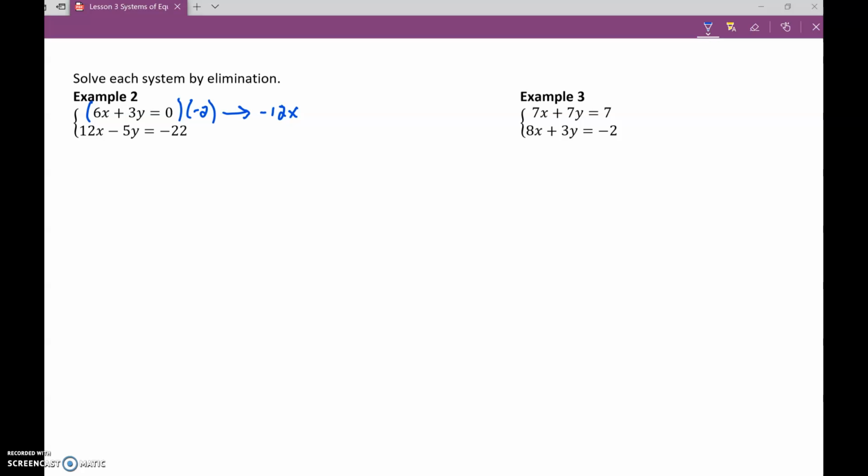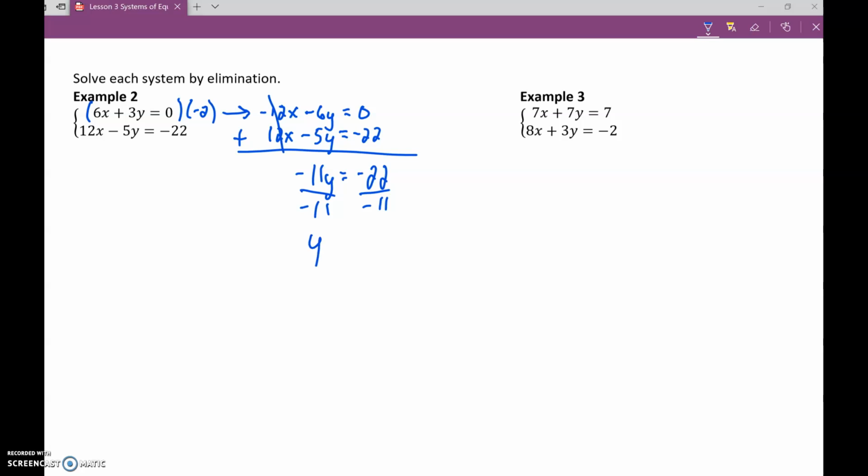So if I take my top equation times negative 2, we're going to multiply everything by negative 2. So that would be my top equation. Bottom equation, we're just going to leave that one alone, because now if you notice, the x's are opposites. So now when we add these up, my x's eliminate. Solve for y, all you got to do is divide by negative 11. So y is equal to positive 2.